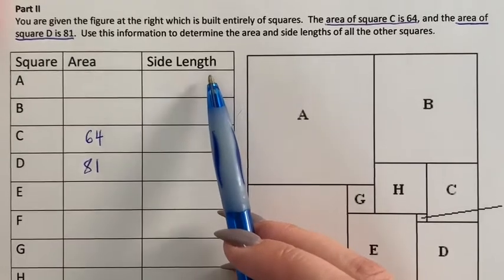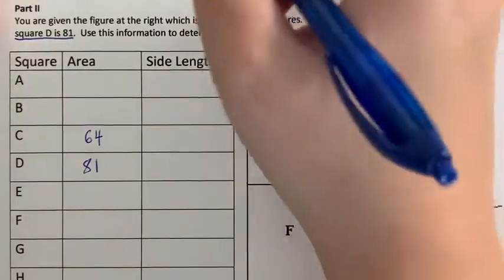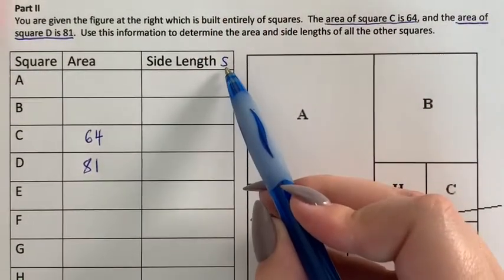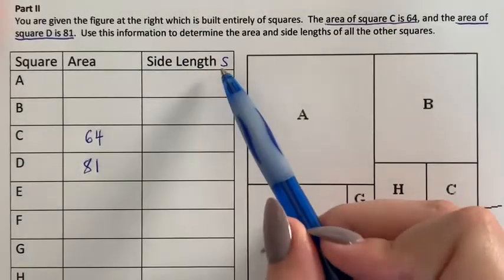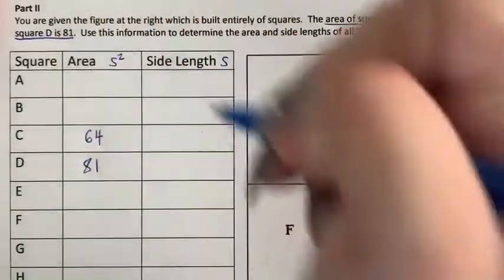In a square, all of the sides have to have the same measure, or they have the same side length. So in a square, if the side length is S, and you want to find the area of a square, you would do side times side, or you would do side squared.